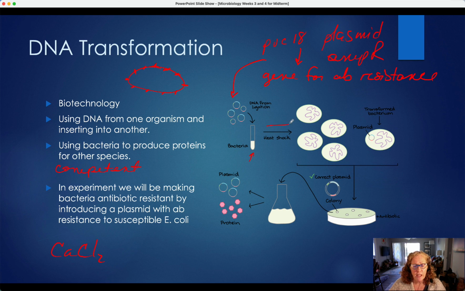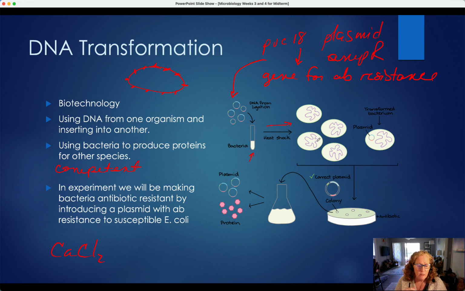Once that's occurred, we then heat shock the bacteria. We put the bacteria into a heat block. We allow it to heat up at 37 degrees Celsius. Since we're using E. coli, it grows best at that temperature. And this is going to shock the bacteria into repairing their cell membrane. They'll repair the cell membrane.